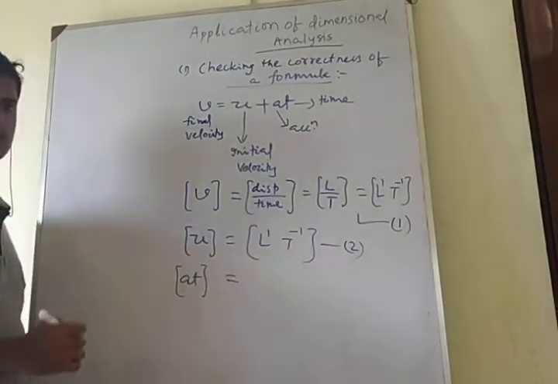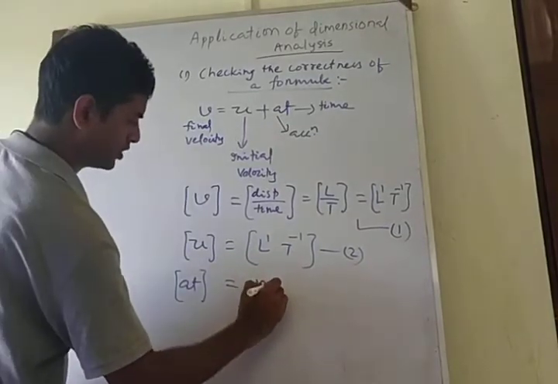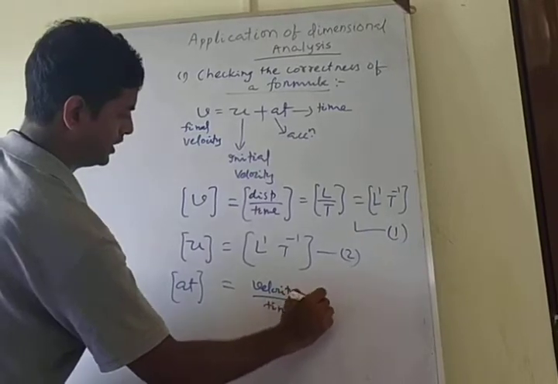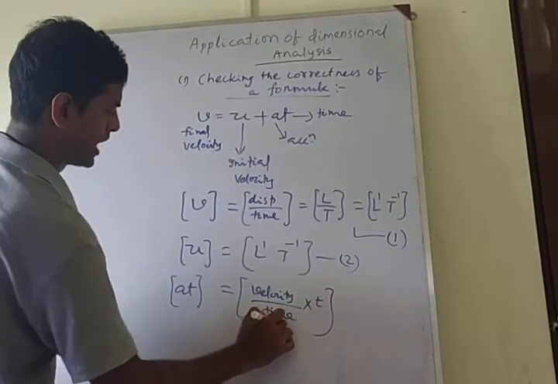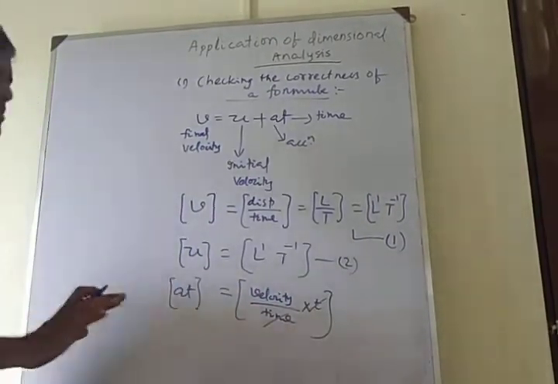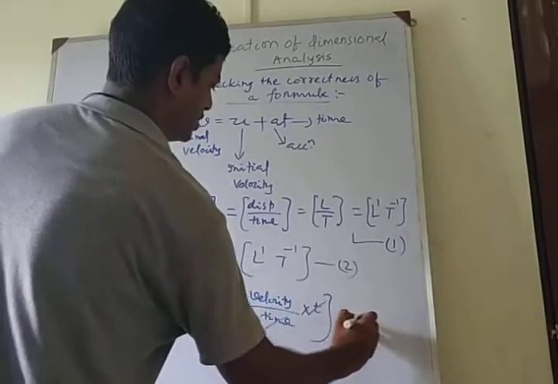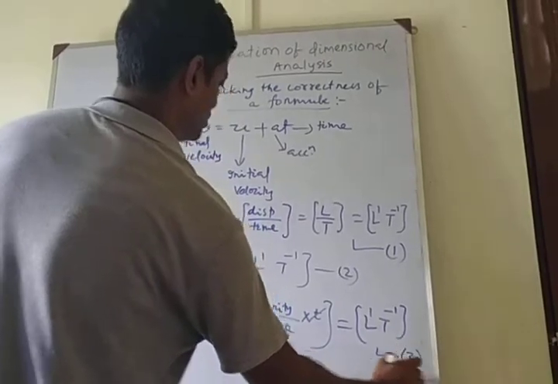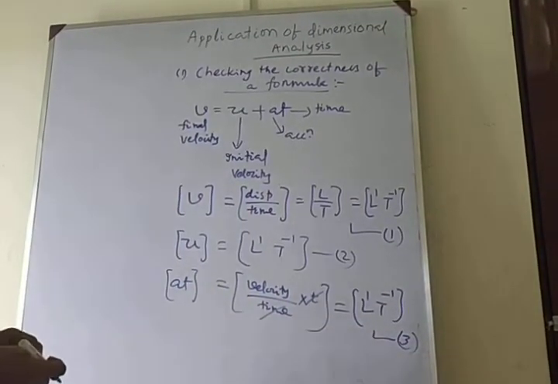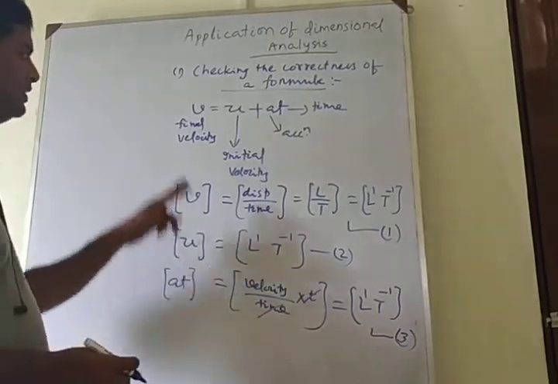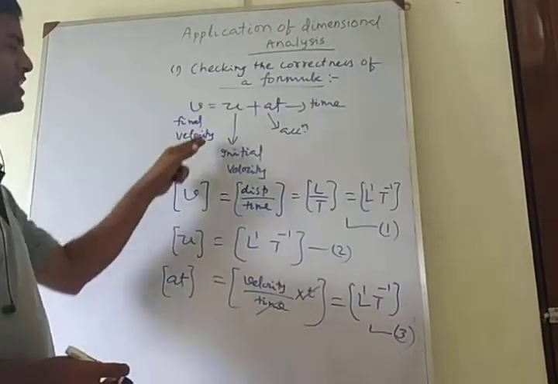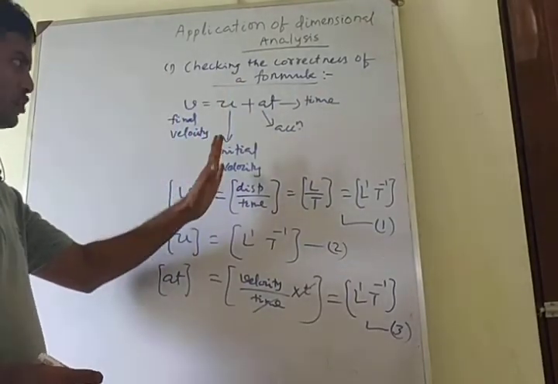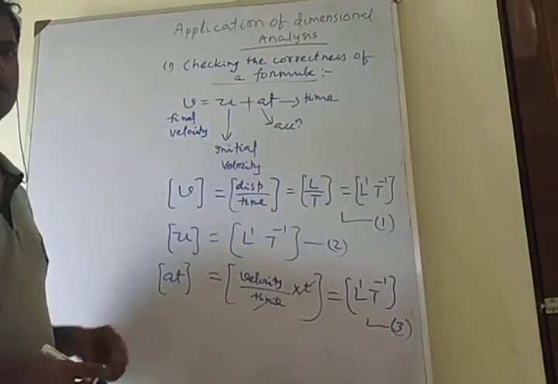a is acceleration. So acceleration is nothing but the rate of change of velocity, or velocity by time into time. So time will be cancelled in terms of dimensional formula, and only velocity will be there. So again it will be L^1 T^-1. So from equations 1, 2 and 3 we have observed that the dimensional formula of the left hand side is equal to the dimensional formula of the right hand side. That's why the above equation is correct.